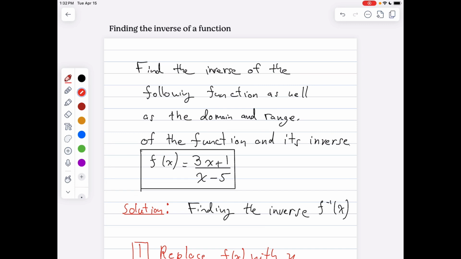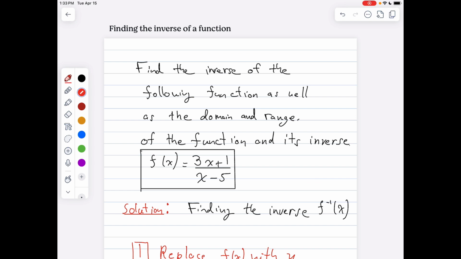Hello everyone. So today we're going to be finding the inverse of a function as well as the domain and range of a function and its inverse. So that's what we're tasked with in this problem, to find the inverse of the following function as well as the domain and the range of the function and its inverse. So our function is f of x equals quantity 3x plus 1 divided by quantity x minus 5.